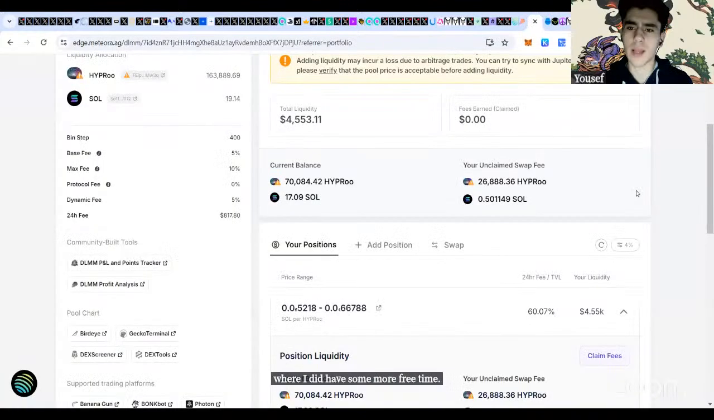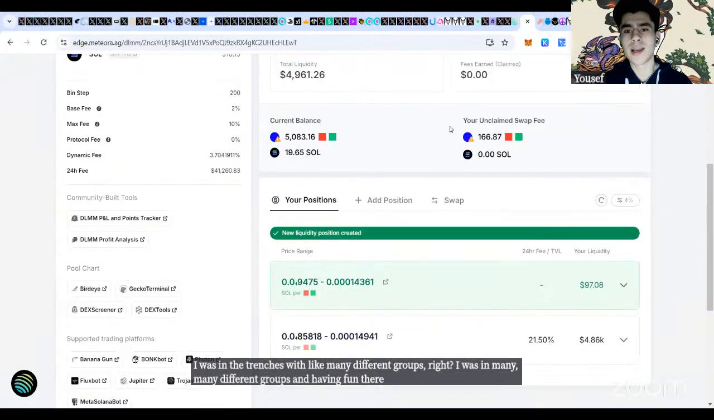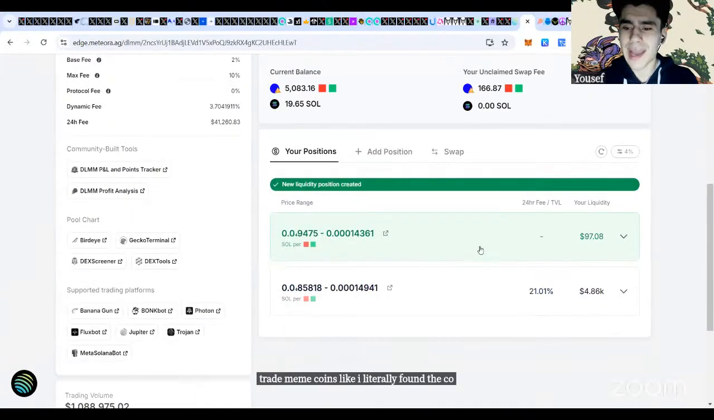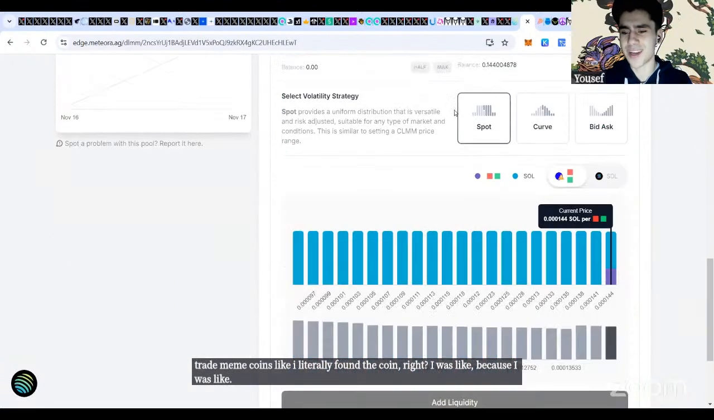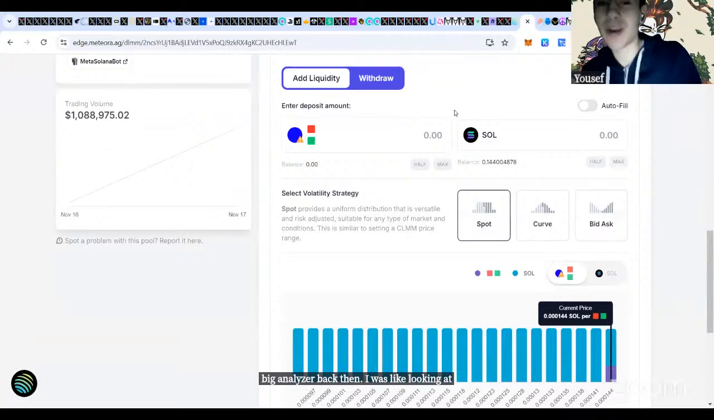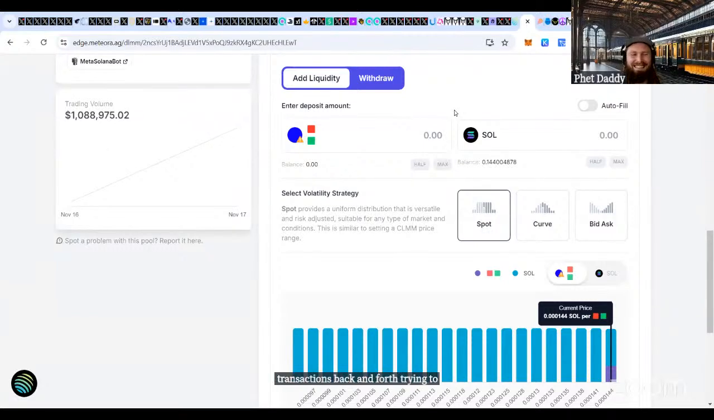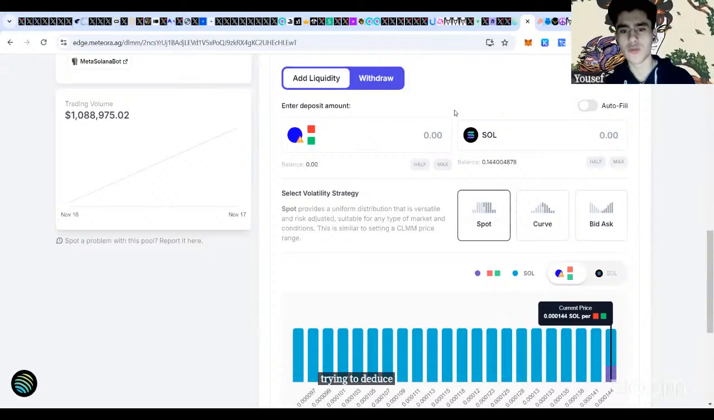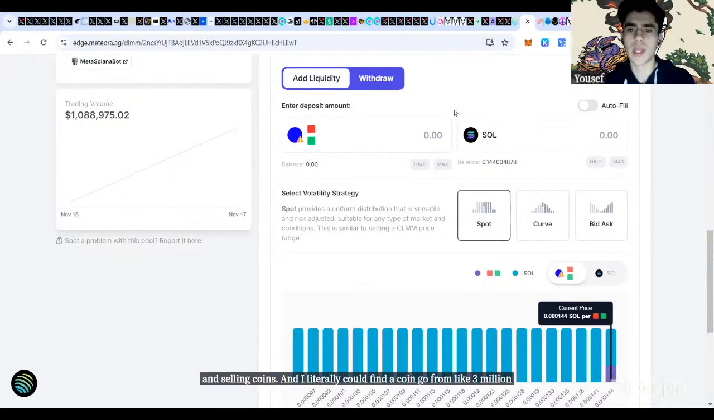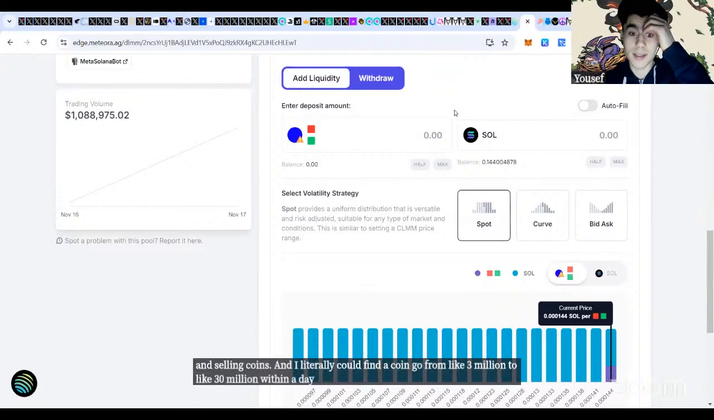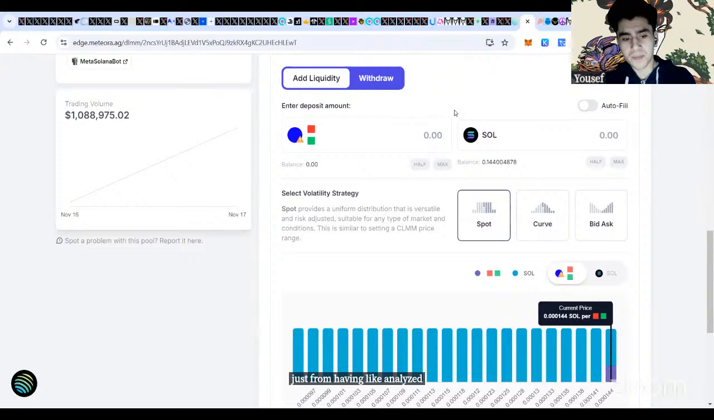I was in the trenches with many different groups, having fun there, trading meme coins. I literally found a coin, because I was a big analyzer back then. I was looking at transactions back and forth, trying to deduce valuable conclusions from people buying and selling coins. And I literally could find a coin go from 3 million to 30 million within a day, just from having analyzed the transactions and having been in groups and in the Telegram and all that. It just requires a lot of work, I guess.